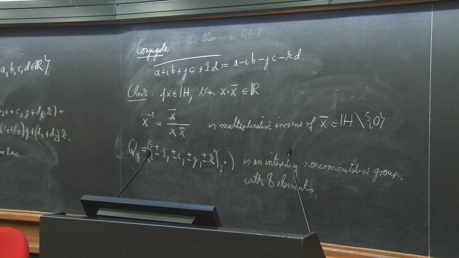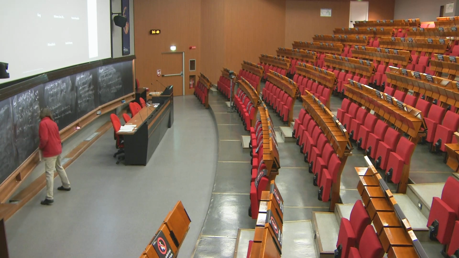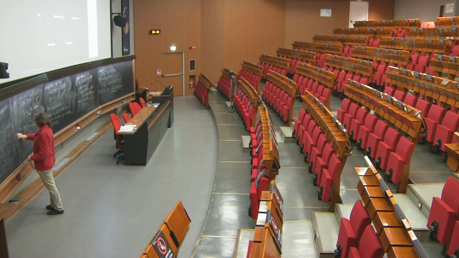Okay, so that was about division rings. What I'm much more interested in is fields, which are simpler. A field is just a commutative division ring, so the multiplication is commutative.